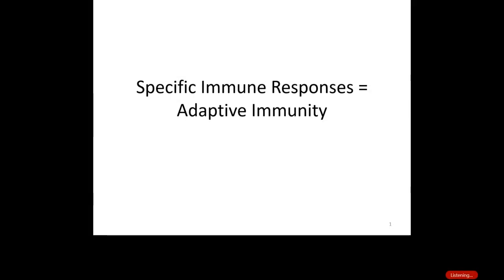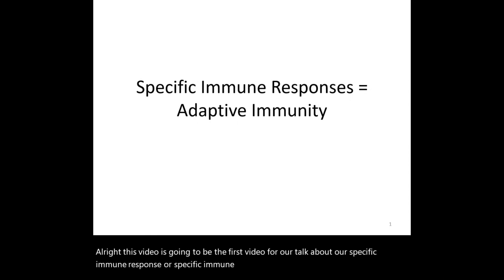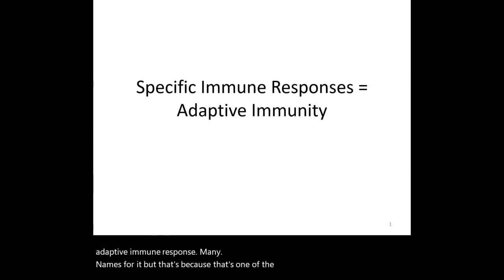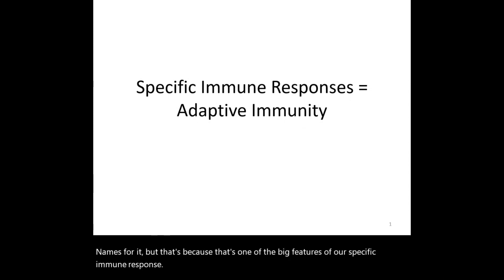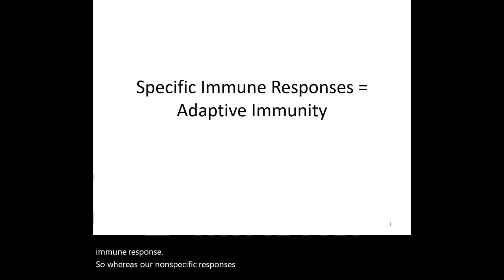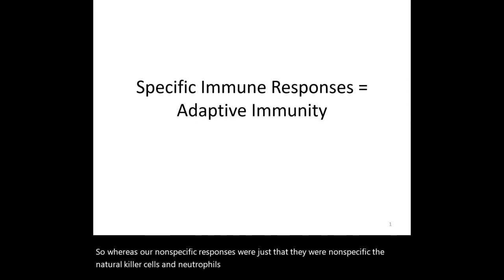All right, this video is going to be the first video for our talk about our specific immune response. Our specific immune response is also called our acquired or adaptive immune response, many names for it, but that's one of the big features of our specific immune response. Whereas our non-specific responses were just that. They were non-specific. The natural killer cells, the neutrophils, phagocytosis, inflammation, all the ones in the last video series are not specific for a particular pathogen.